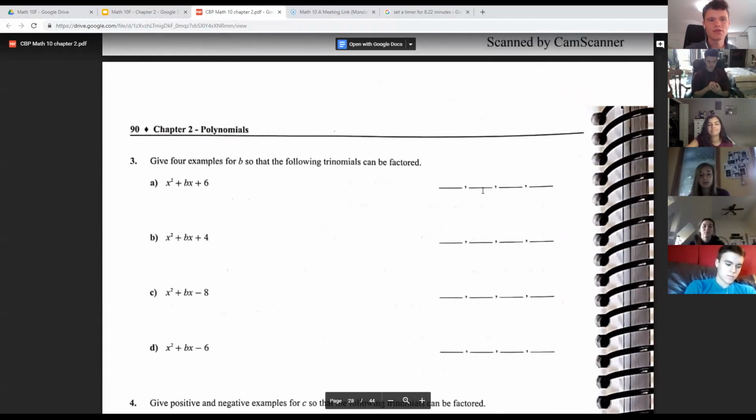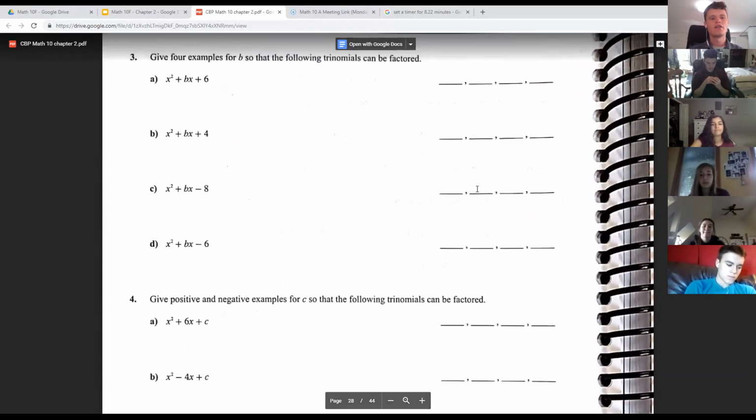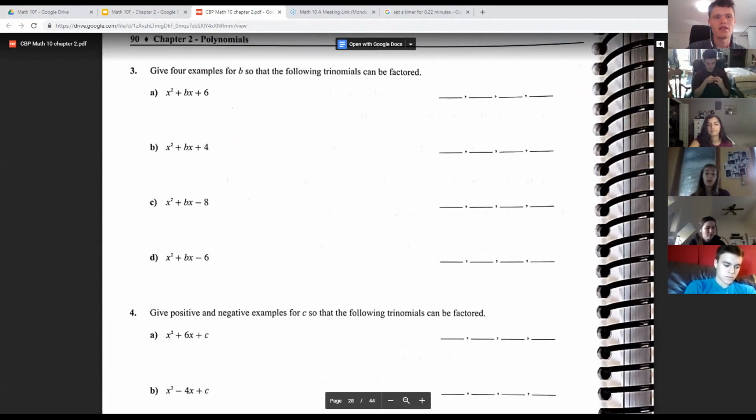So we're starting here with question 3. I've assigned you each of 3, 4, and then a bit of 5 here, and then going on to 6. I wanted to make sure that we had a clear understanding of what these first 2 questions are asking. So we'll do 3A together. It says, give 4 examples for B so that the following trinomials can be factored.